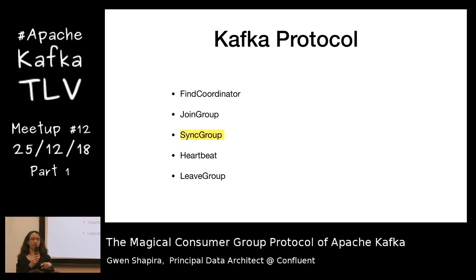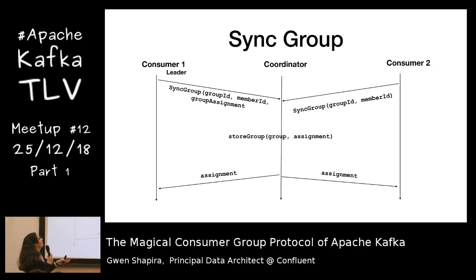What does a sync group look like? The leader, when he does a sync group, sends: this is the group, here is my member ID, and this is the assignment. What is an assignment? Consumer 1 reads partitions 5 and 6, consumer 2 reads partitions 3 and 4, etc. That's just a big hash map. That's an assignment for you.